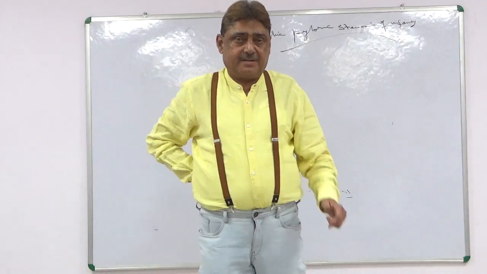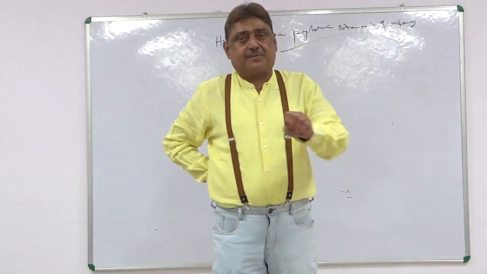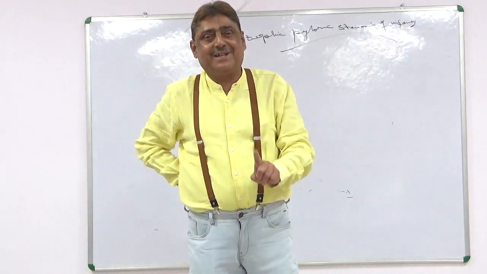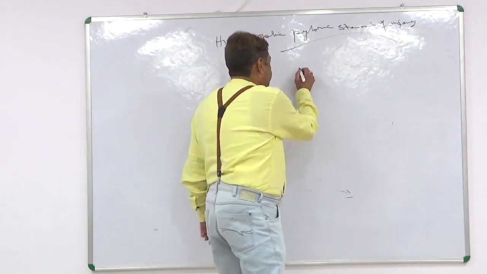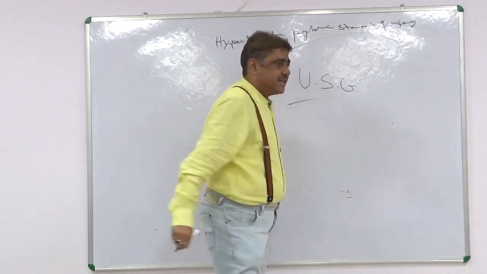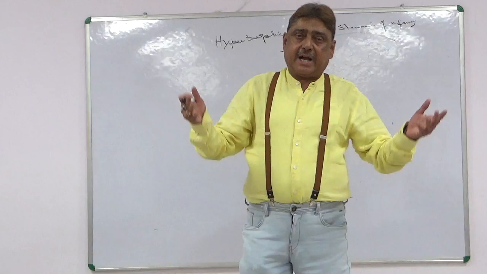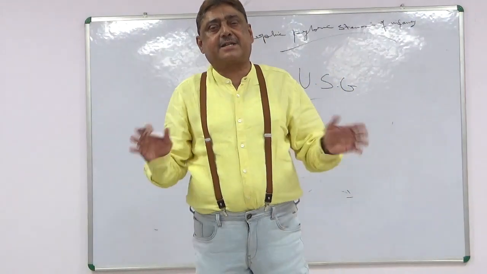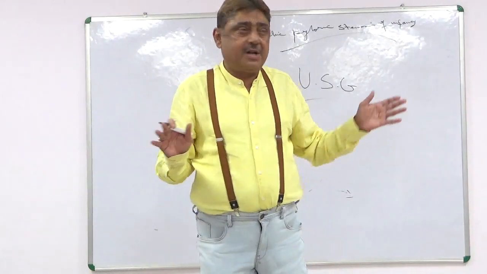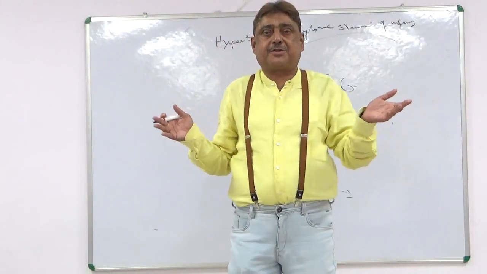Now diagnosis of this, the best method and the only method is the ultrasound, USG. It can be easily diagnosed by ultrasound, and you can diagnose this case as congenital hypertrophic pyloric stenosis or hypertrophic pyloric stenosis of infancy.